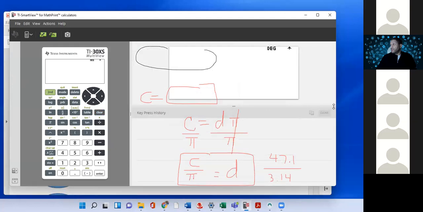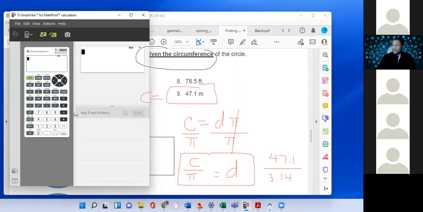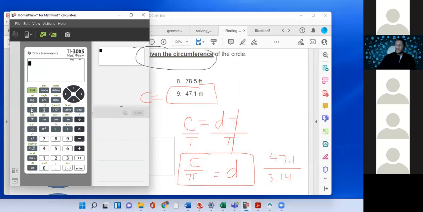Tell me what you get. I got 15. You got 15 again. I don't know what I was doing with that 15. All right. So 47.1, hit your down arrow, divided by 3.14.